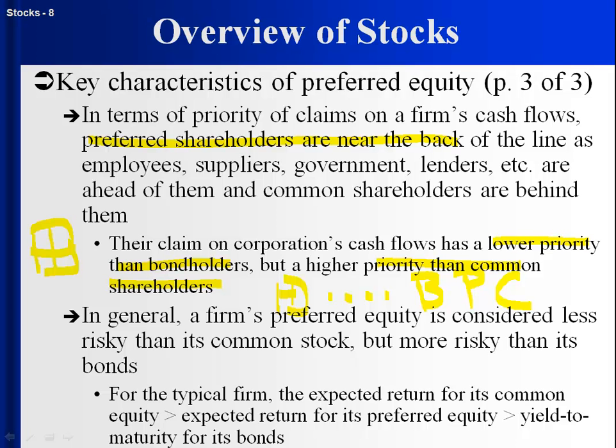Therefore, we have the same order of risk. Preferred equity is considered less risky than common stock, but more risky than bonds. So for the typical firm, and this is for a single firm, if you're comparing bonds of one firm to common stocks of another, you can't necessarily conclude that the common stock is riskier than the bonds. But for a typical firm, the expected return for its common equity is going to be greater than that for its preferred equity, which is going to be greater than its yield to maturity on its bonds. So if you want to invest in a company, the most risky way to do it is by buying common equity. The least risky, the one with the lowest expected return, is bonds, and preferred equity is in the middle.